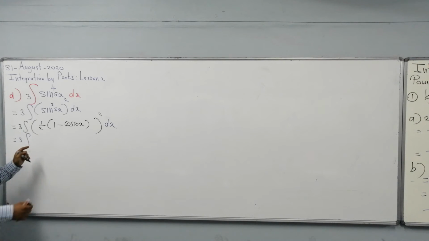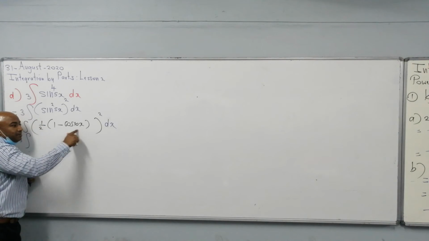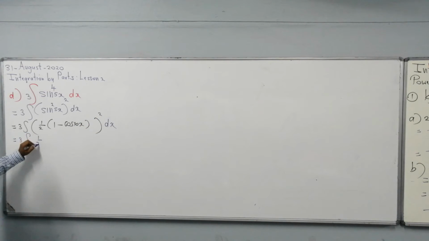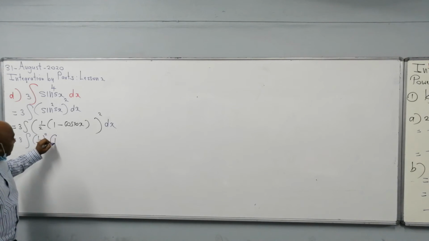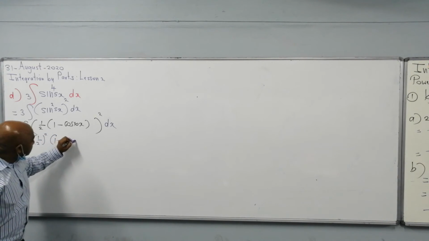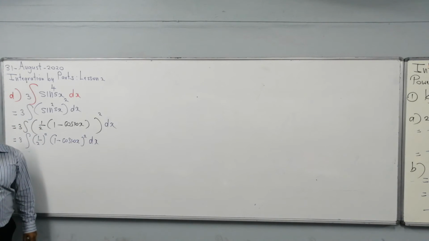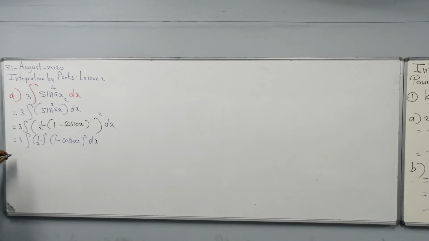So remember, this is multiplication. Half is being multiplied by this. So when you apply your exponent law, it's going to be half raised to the power 2 and multiplied by 1 minus cos 10x raised to the power 2. That's exponent. You can see that? So now 1 over 2 all squared is the same as 1 over 4.